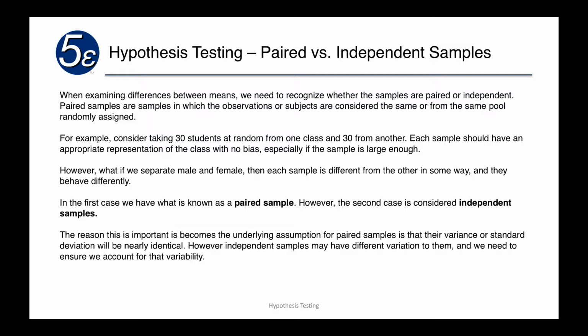However, if we separate male and female, then each sample is different from the other in some particular way, and they behave differently. In the first case, we have what's known as a paired sample. In the second case, it's considered independent samples. The reason for this is important because the underlying assumption for paired samples is that their variance or standard deviation will be nearly identical, because you're comparing two of the same exact populations. They're just being paired at random. However, independent samples may have a different variation to them, and we need to ensure that we account for that variability specifically. So we're going to focus on paired samples.